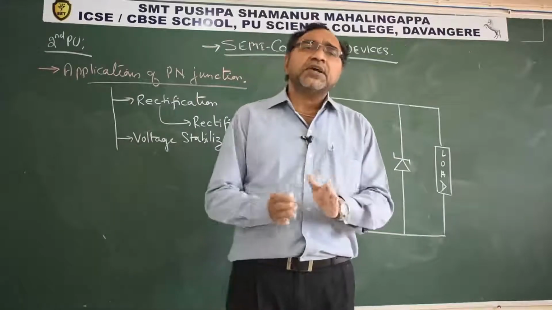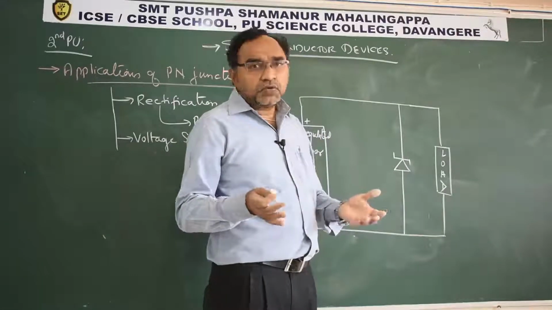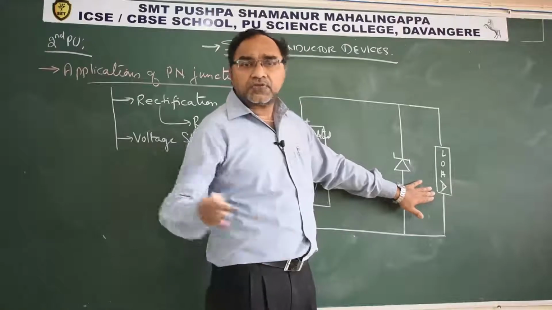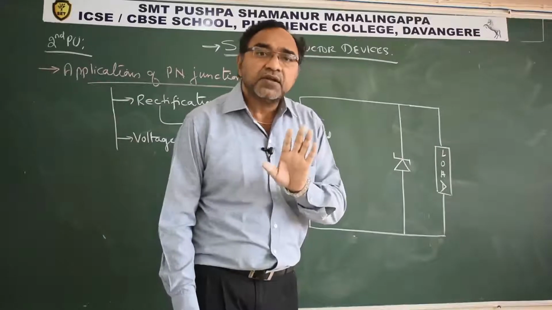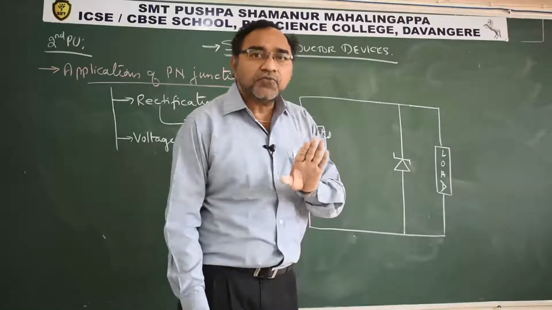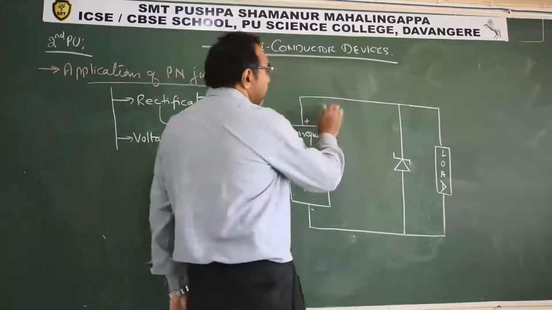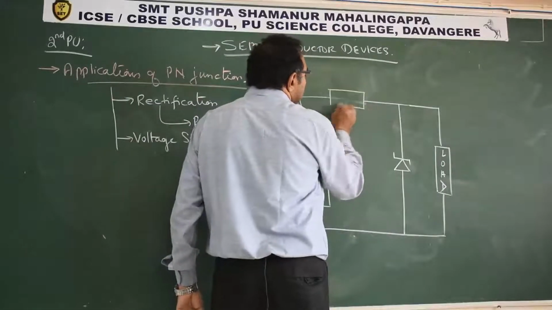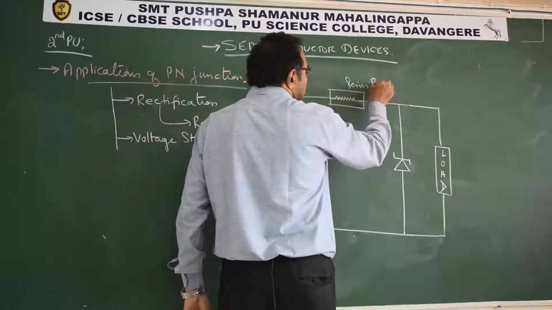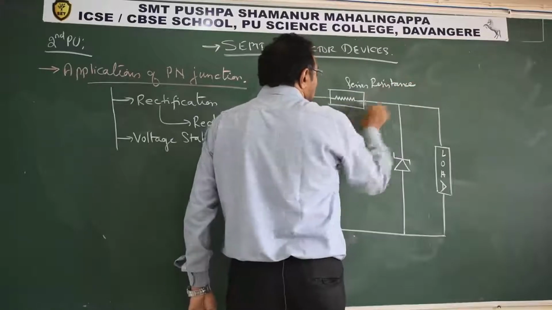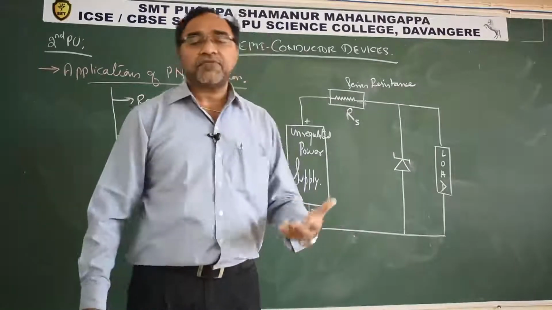The voltage has to be divided. You have to divide the voltage, correct? 200 should go to the load and 100 should be separated. So which circuit is a voltage divider? A series circuit is a voltage divider. So in series with the load, I have to keep one resistance. So here we will connect a series resistance, also denoted by RS.